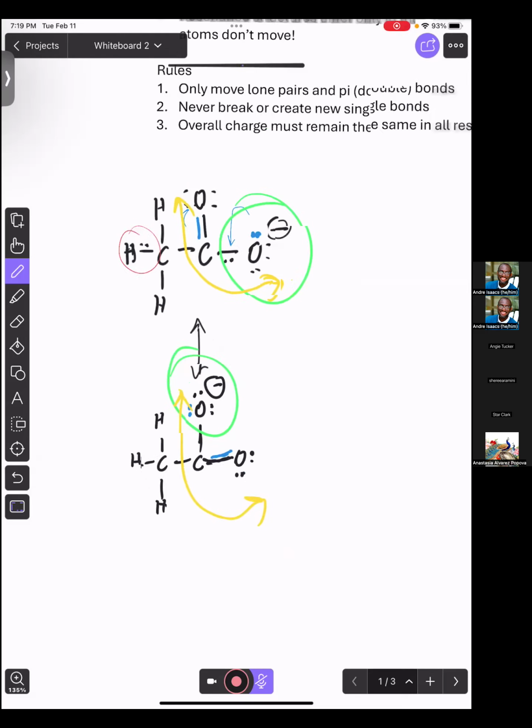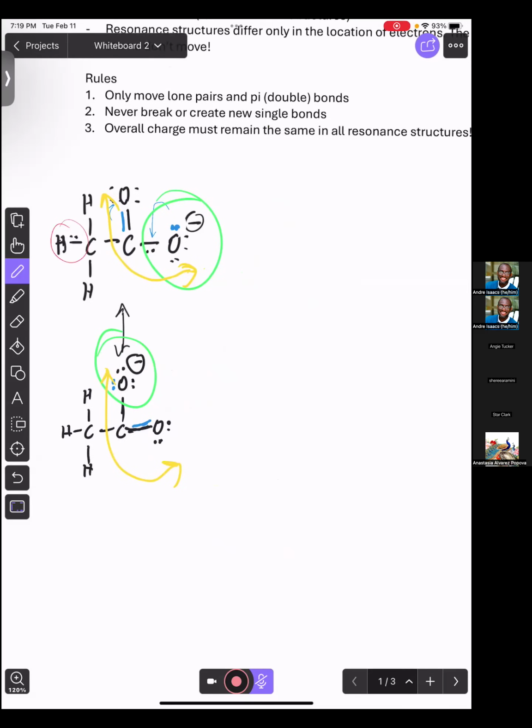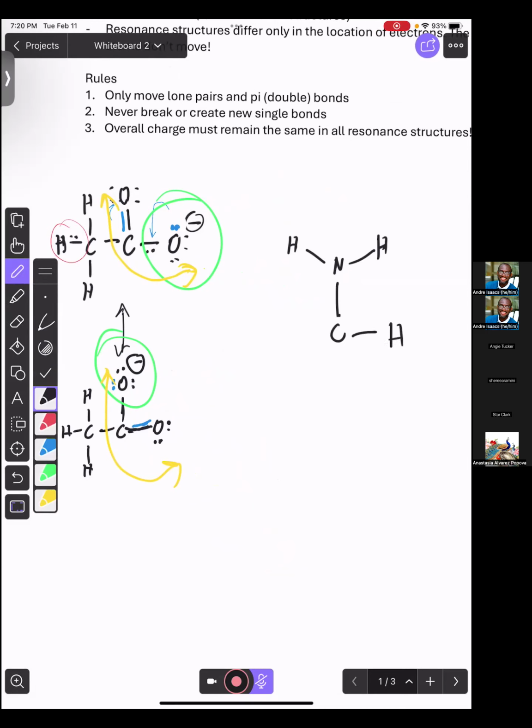And then you're on the hook for this one, and then we're going to move on to something else. So here is, let's write atoms. This is an H. This is an H. This is a C. This is an H. This is an H. And this has a lone pair of electrons.